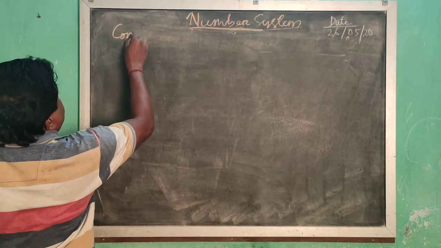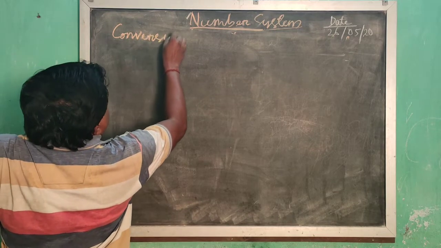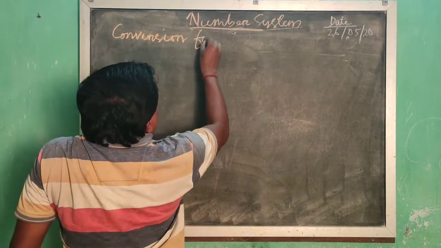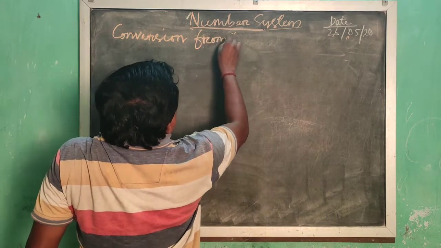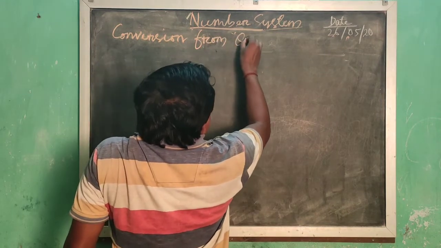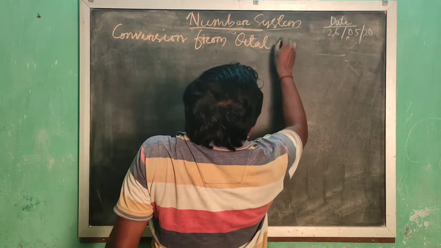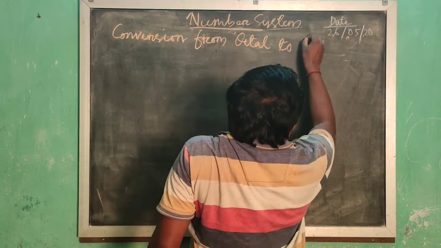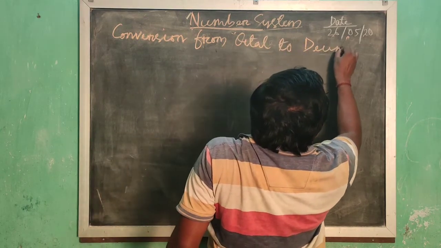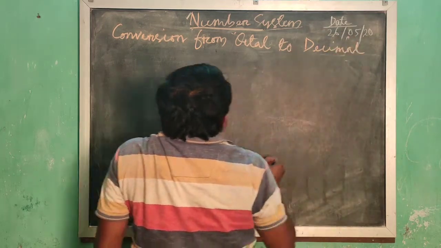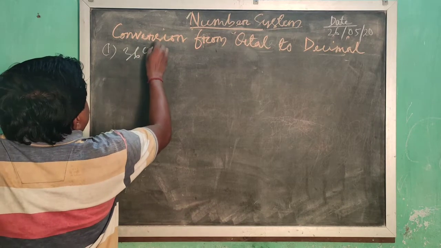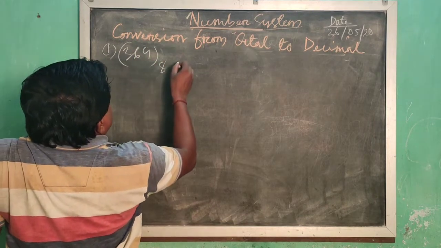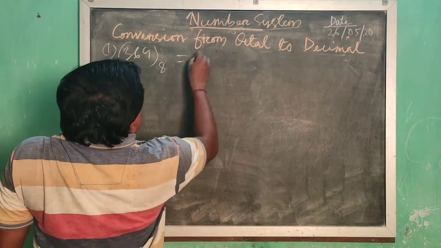Next is conversion from octal to decimal. First question is 364. It is an octal number. You have to find its equivalent decimal number.